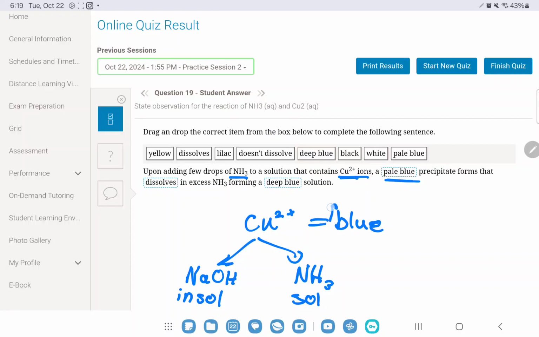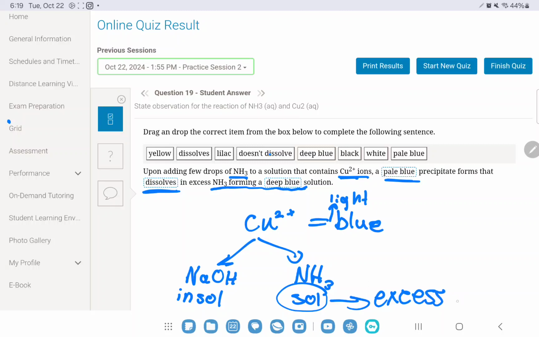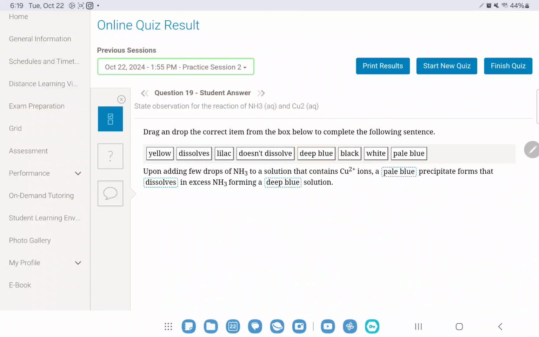So this is light blue. It has to be pale at the start. That dissolves in NH3. See, it's soluble in NH3. And when it dissolves and it becomes not a precipitate, it's gonna form deep blue. So later on, when you add excess, it's gonna be dark blue, like the color of my writing right now. Let's go on.